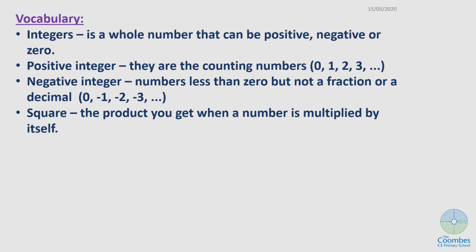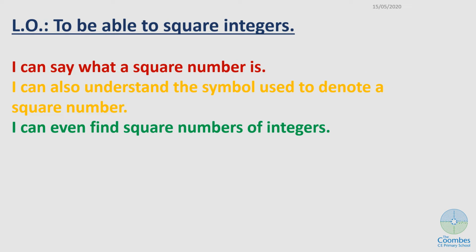Now, to square a number means the product you get when a number is multiplied by itself. To be able to square integers, there are 3 success criteria you can use. First, to know what the term is to square a number. Also, to understand the symbol used to denote square numbers. And then to be able to square the integers.